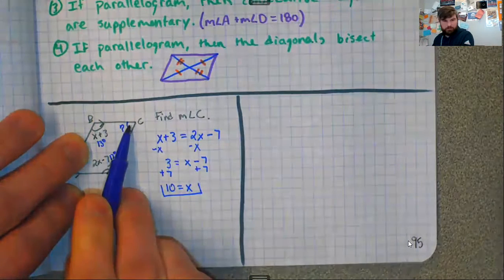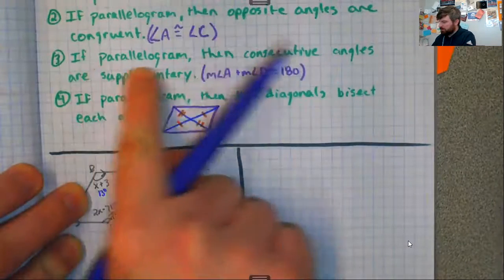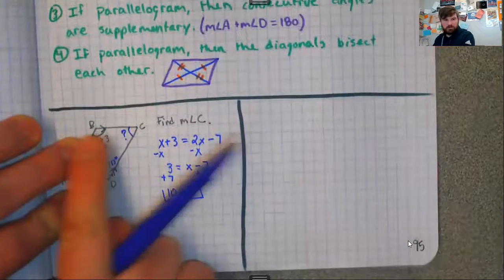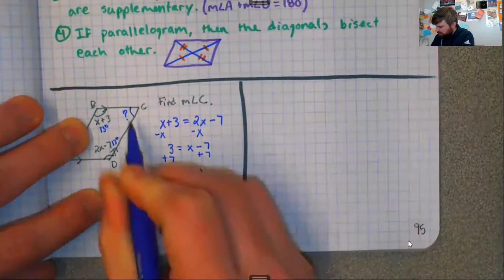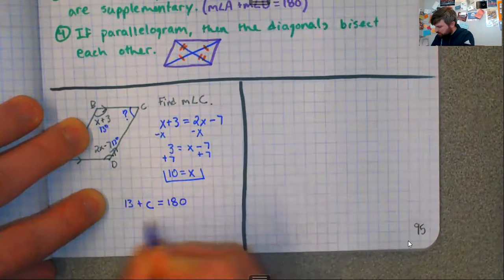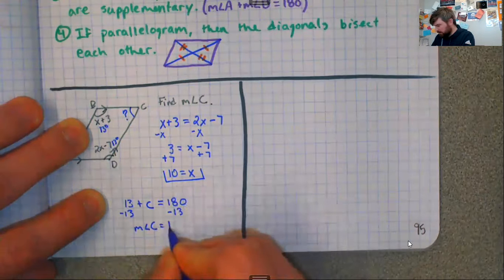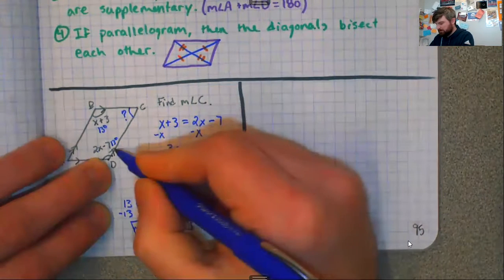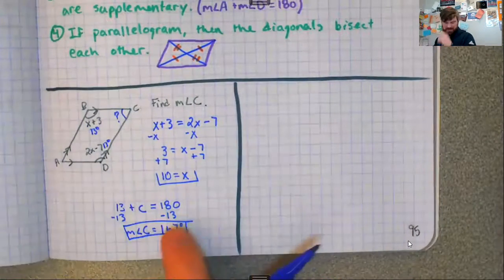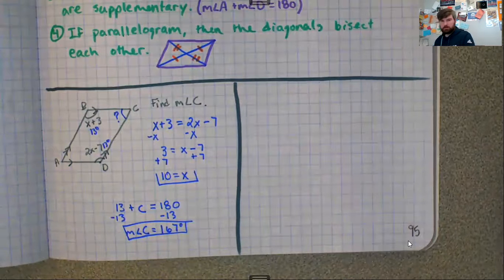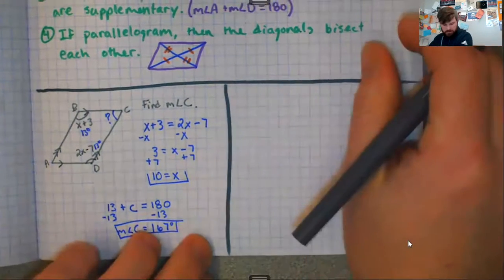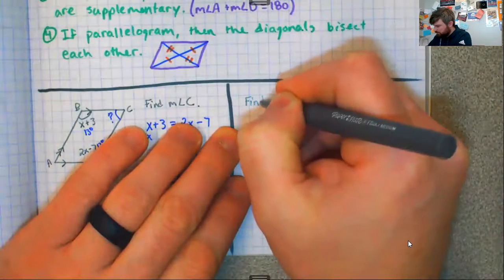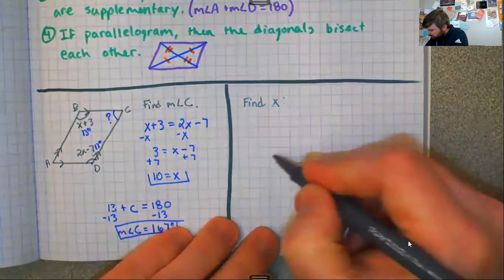And I need to find C though. But I know that from this third property, consecutive angles are supplementary, meaning if they are next to each other, they add up to 180. So I know that 13 plus C, whatever angle that equals 180. So I'll subtract 13. And the measure of angle C equals 167. And I could have done this angle, 13 plus C equals 180, it'd be the exact same. Okay, so dealing with angles, opposite angles are the same. Angles right next to each other equal 180. Okay, our next example just says find x with this parallelogram.